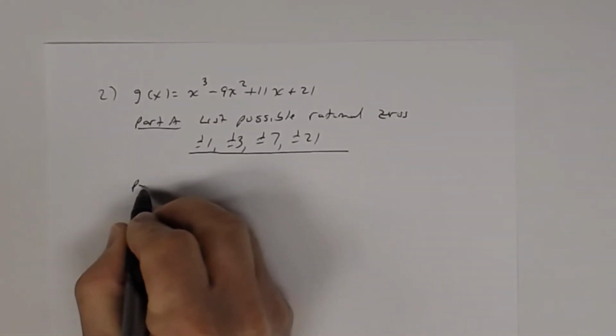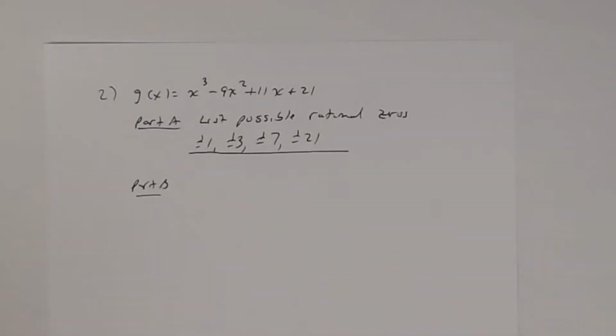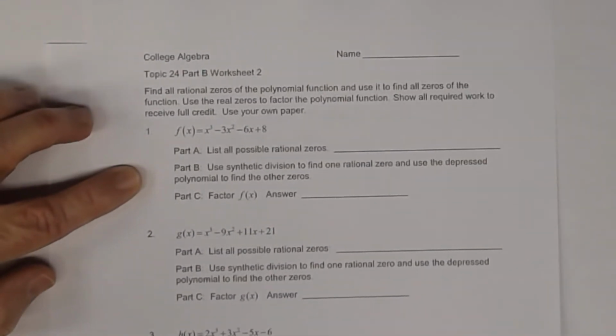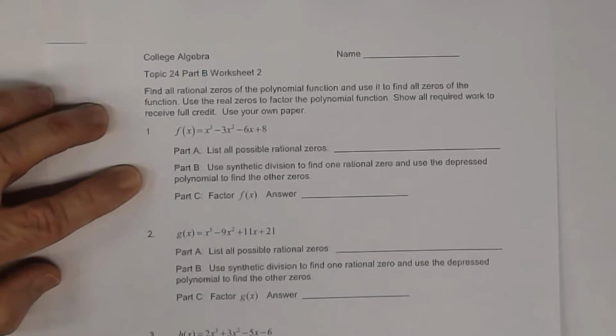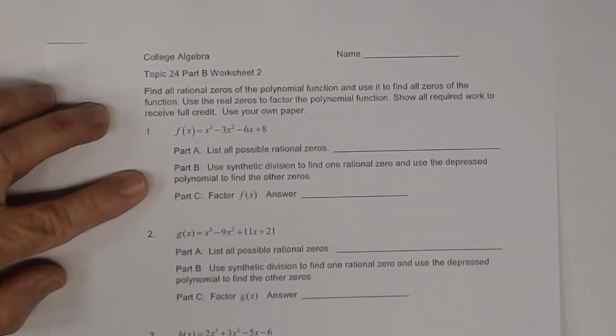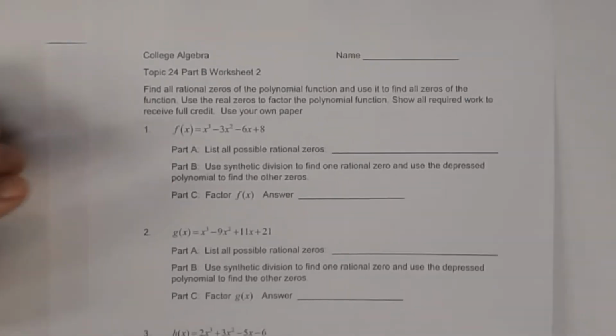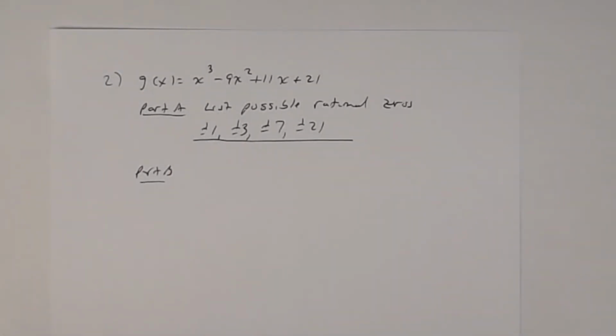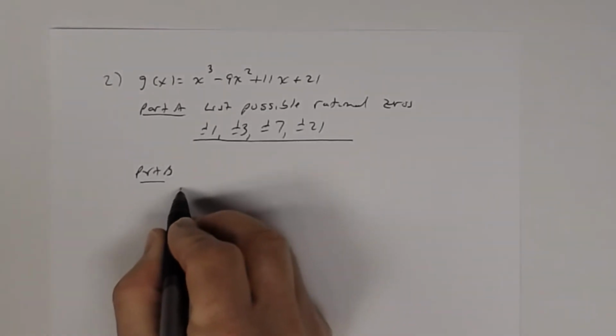B says, use synthetic division to find one rational zero, and then use the depressed polynomial, which is your quotient, to find the other zeros. And then you're going to factor for part C. Okay, so let's try 1 again. See what happens.